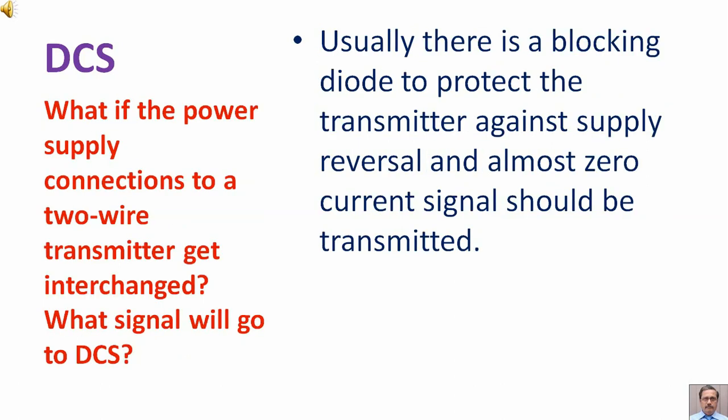What if the power supply connections to a 2-wire transmitter get interchanged? What signal will go to the DCS? Answer: Usually there is a blocking diode to protect the transmitter against supply reversal, and almost zero current signal should be transmitted.